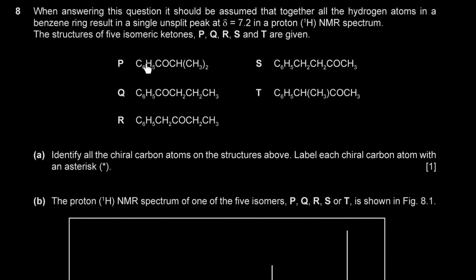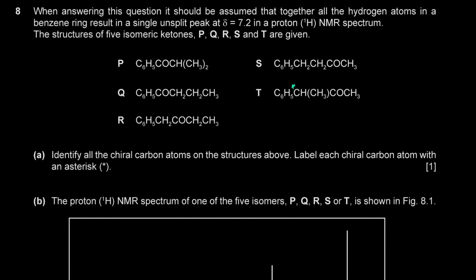So we look at compound P, benzene ring, and CO. These are all sp2 carbons, right? And then this CH over here has two methyl groups, so there's no chiral carbons here. There's no chiral carbons here either. Again, CO and the benzene carbons aren't chiral. And then CH2, CH2, CH3. No chiral carbons here.